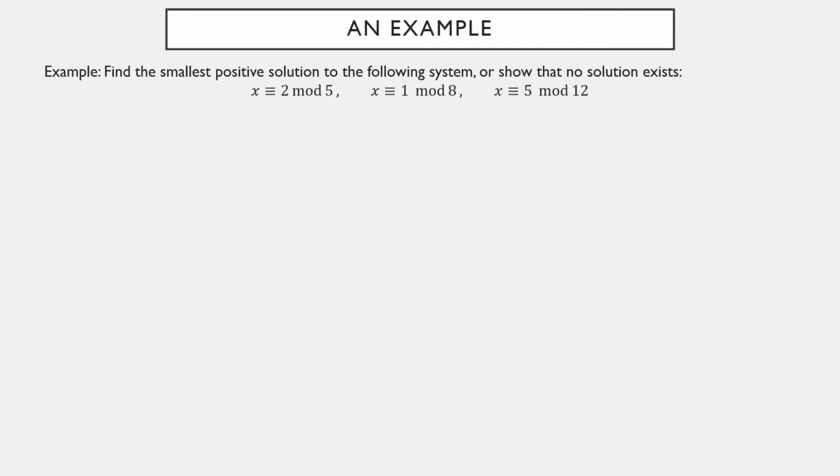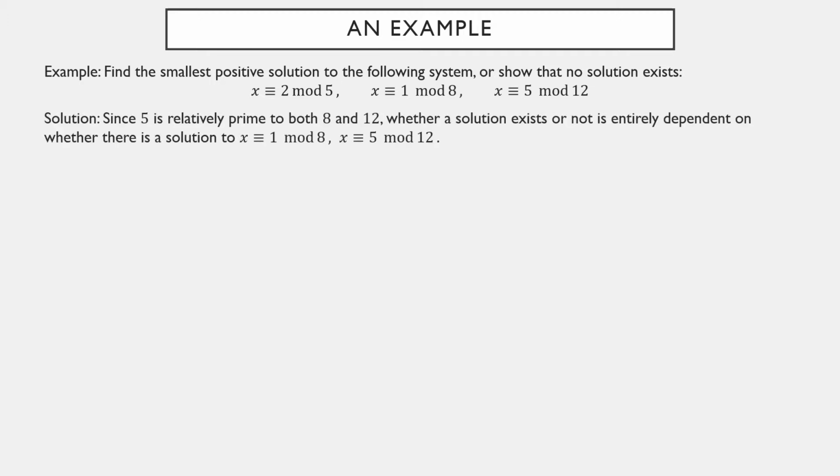We have three equivalences. We want to find an x that is equivalent to 2 mod 5, 1 mod 8, and 5 mod 12. Now our three bases are not relatively prime to one another, but 5 is relatively prime to 8 and is relatively prime to 12. Therefore, whether a solution exists or doesn't entirely depends on whether I can find something that solves these two simultaneously.